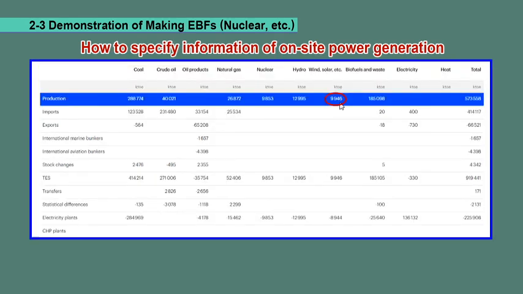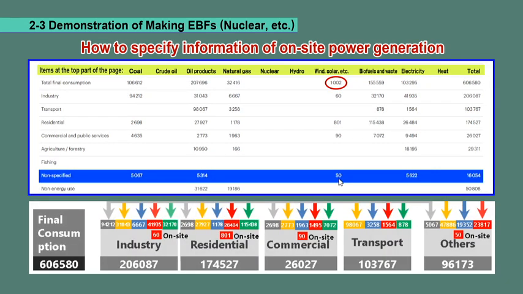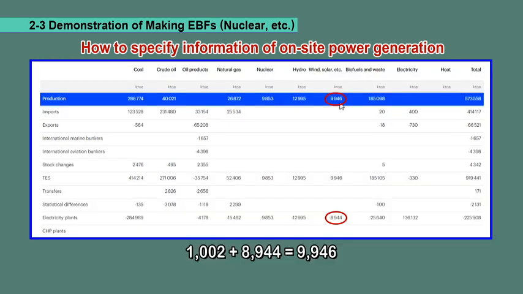There's one more thing to note. The total supply of wind, solar, etc., 9,946, is the sum of the total final consumption value, 1,002, and the electricity plant's value, 8,944.